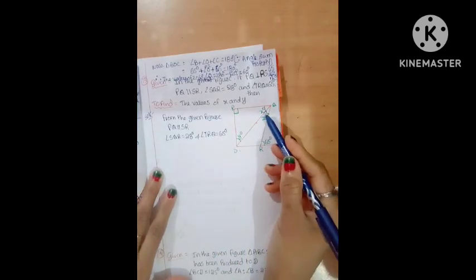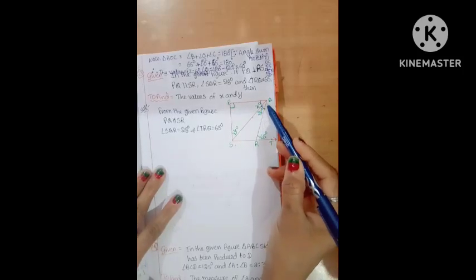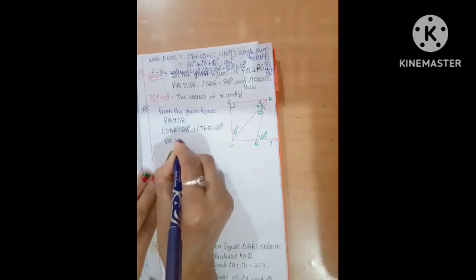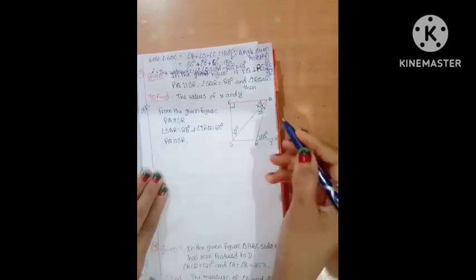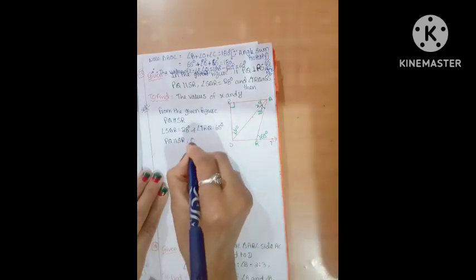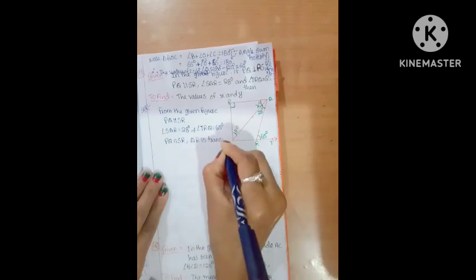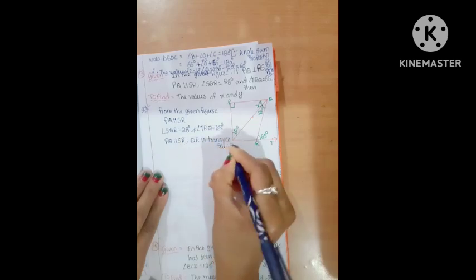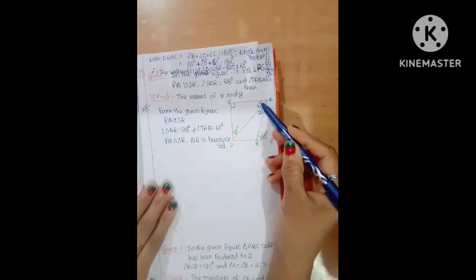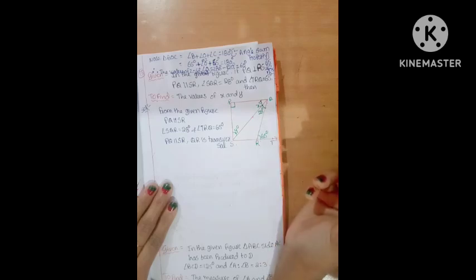How will you find out the X value? Once observe this figure. PQ is parallel to SR, and here QR is the transversal. Once observe this one. Here these are the alternate interior angles, which are equal. Okay.